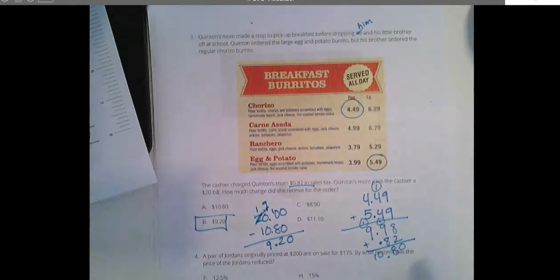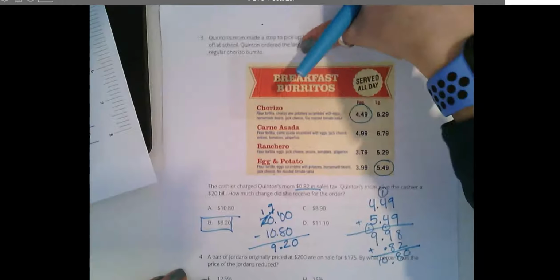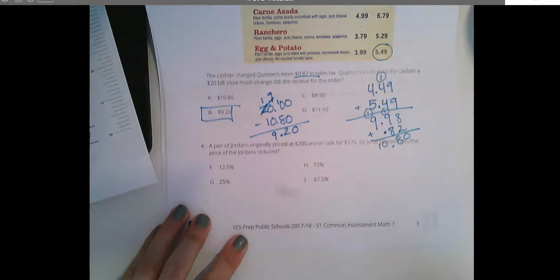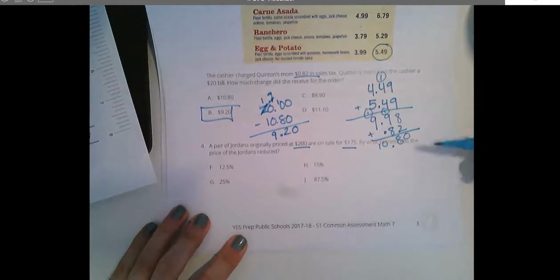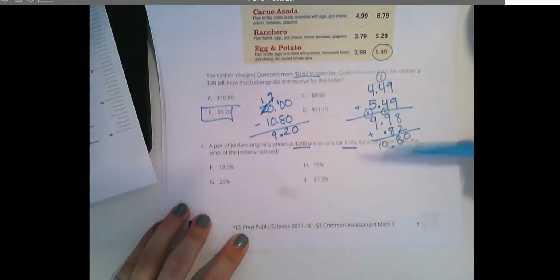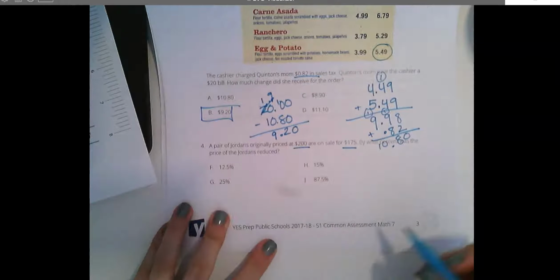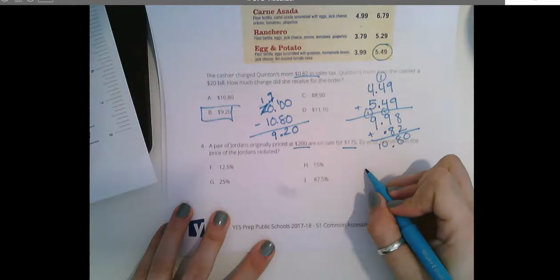Next up, a pair of Jordans. Uh-oh. There we go. A pair of Jordans originally priced at $200 are on sale for $175. I drew all over that. What does that say? By what percent was the price of the Jordans reduced? Okay, so it originally cost $200.